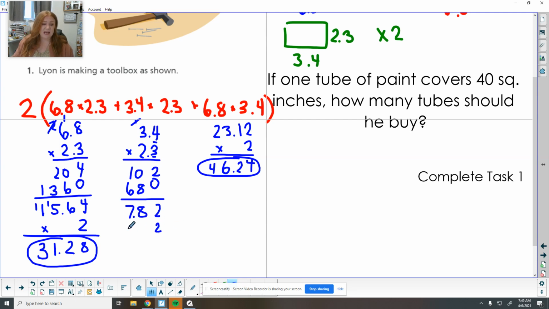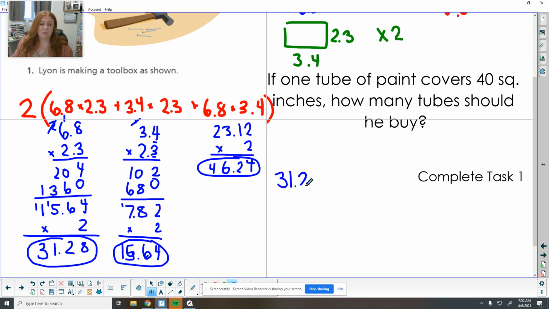Now we need to find the other side. So let's go ahead and find that other one here. So timesing by 2 is 4. 16, 14 plus 1 is 15. 2 decimal places, 15.64. So we found all 6 sides. Now we just need to put them together. So we want to add all of these up.